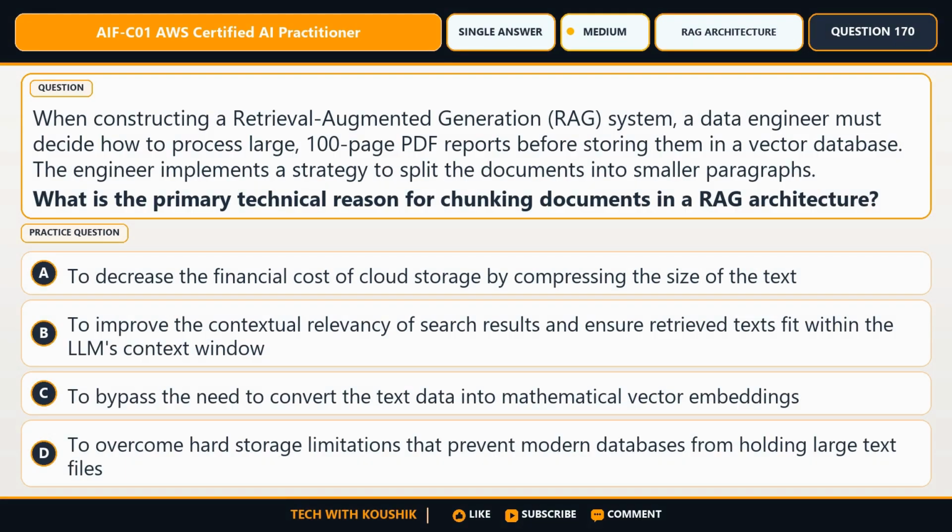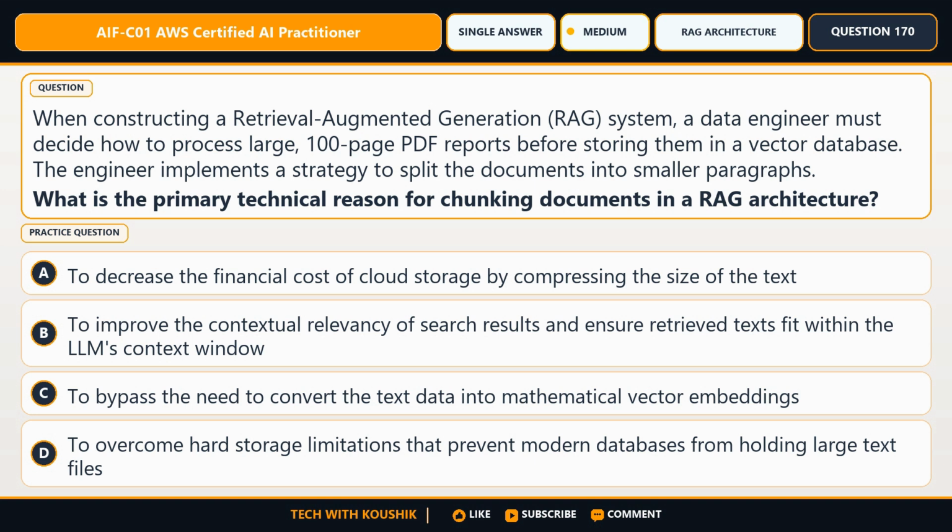Work through question number 170 step by step. We are moving to our RAG architecture. First, locate the key operational constraint. When constructing a retrieval-augmented generation, RAG, system, a data engineer must decide how to process large, 100-page PDF reports before storing them in a vector database. The engineer implements a strategy to split the documents into smaller paragraphs. What is the primary technical reason for chunking documents in a RAG architecture?